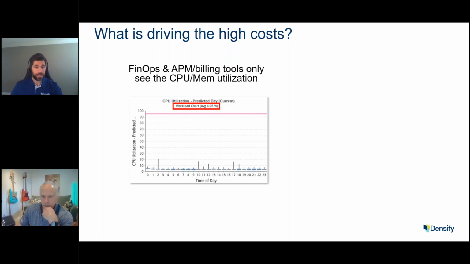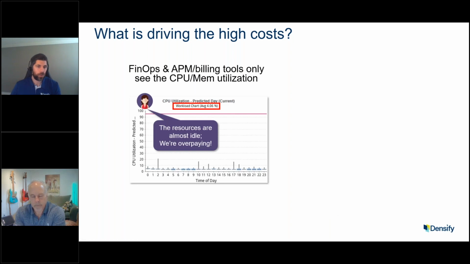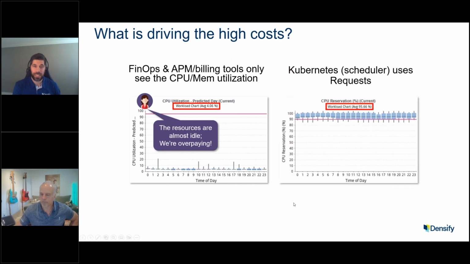So this is a real screenshot of the utilization. So this is what's actually being used. And you can see 4% on average, kind of spikes up and down, it hits 20%. But on this cluster, this is a cluster view, the resources are almost idle. So of course, if I put on my FinOps hat, the resources aren't being used. Guys, we're overpaying. Why are we doing this? And of course, that's because it's utilization. No visibility into what's happening under the covers.